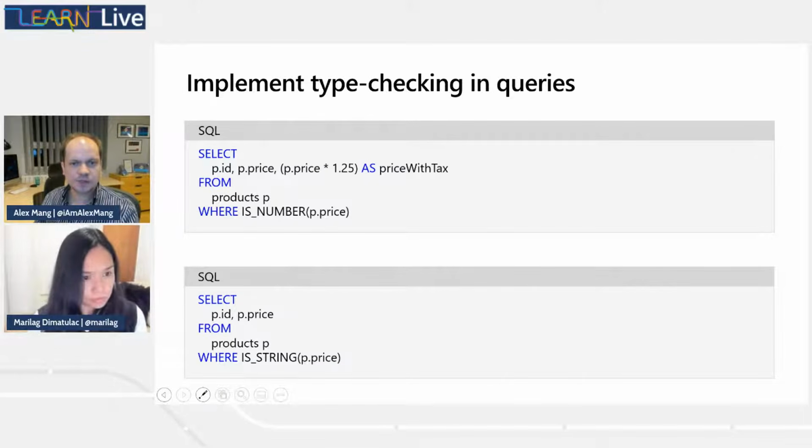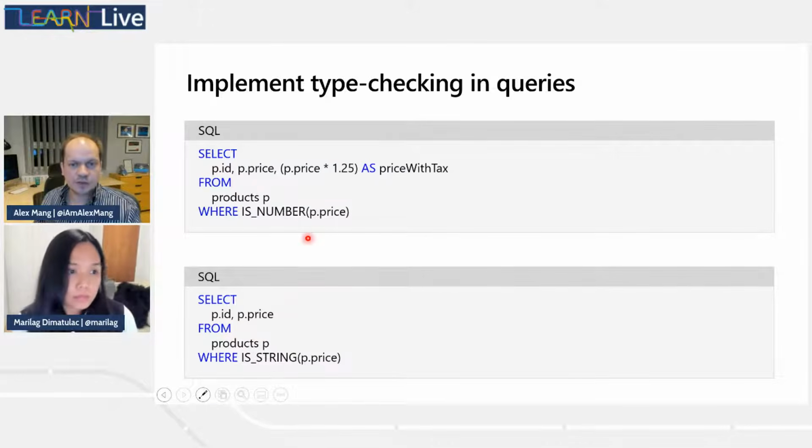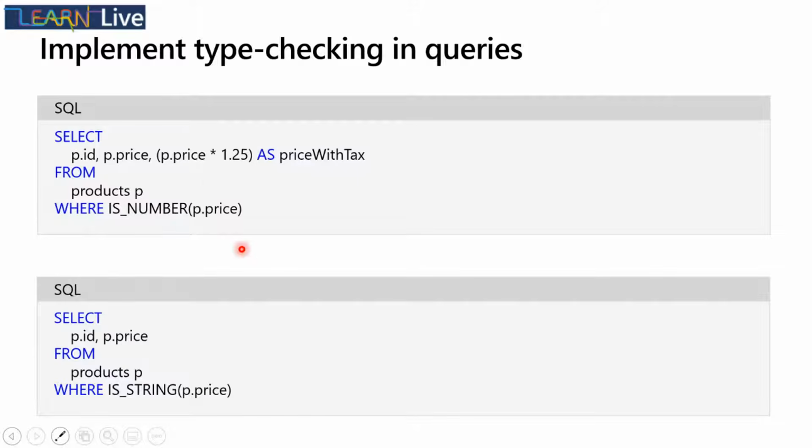For instance, the first query could look into all the products, retrieving the price and the price with tax if the price is a number. If it were a string, this operation right here, where we're trying to multiply the price by 1.25, would fail because you cannot multiply a string by 1.25, of course. So we want to make sure that the price is actually a number.